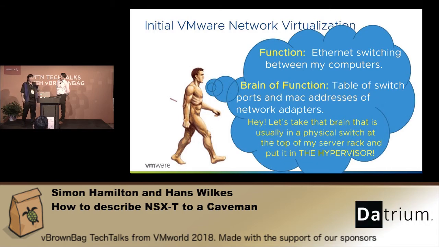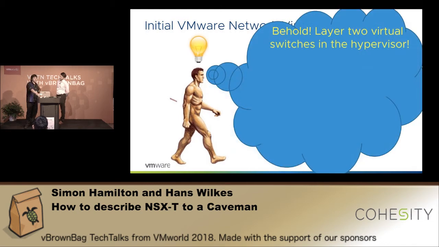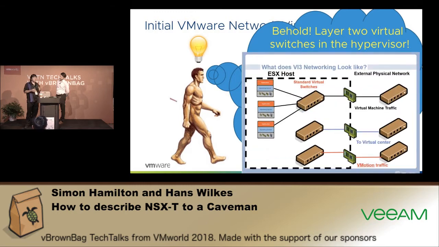Well, hey, let's take that brain that is usually in a physical switch at the top of my server rack and virtualize it. Let's put it in a hypervisor. Behold, layer 2 virtual switches in a hypervisor. This is an old slide, but it gets that point across that the initial go of network virtualization on ESX server was to simply put these virtual switches in the hypervisor, and the brains of those virtual switches was simply like, here's a table of ports, virtual ports, and MAC addresses of virtual machines NICs. Okay, so you can have multiple virtual switches on any one ESX hypervisor.